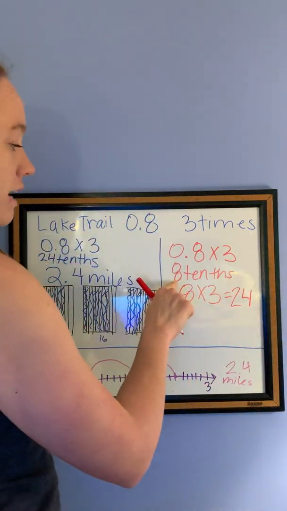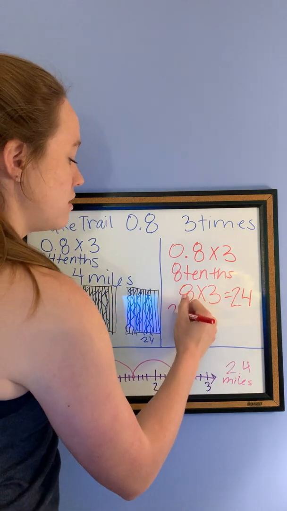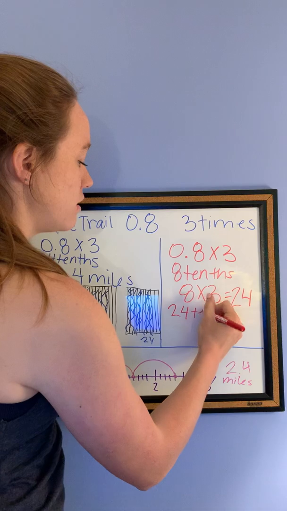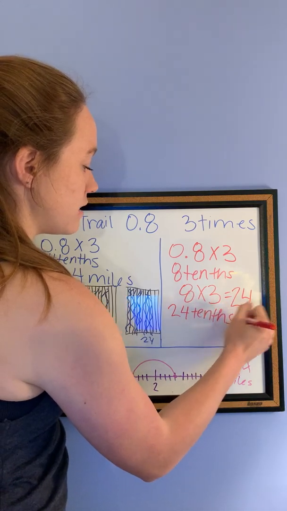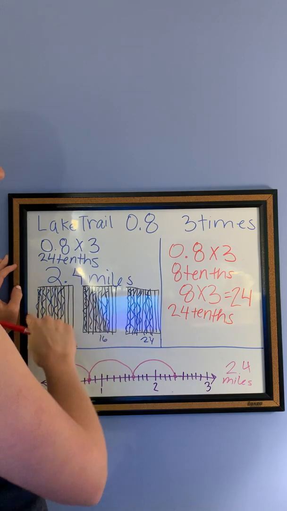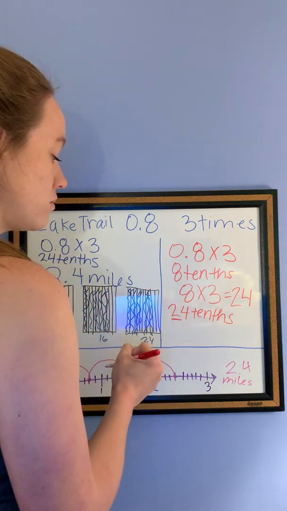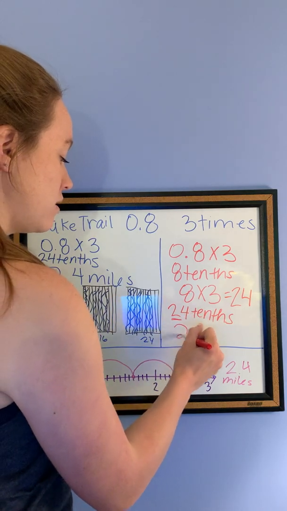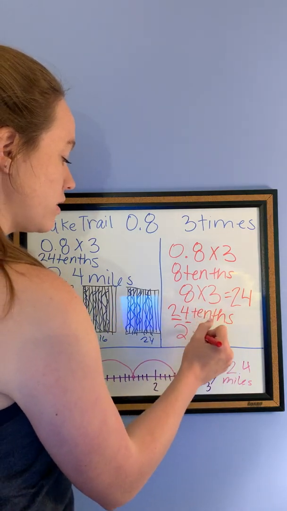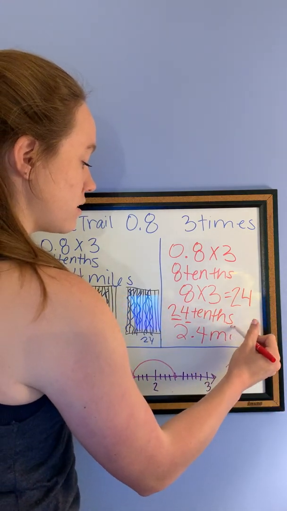Okay, so then I started with 0.8 times 3. So this would be 24 tenths. So again, I end up with 24 tenths. And if I were to put these tenths into groups of 10, that would make one whole, right? One whole block. So I have 2 whole blocks of 10, 2 whole miles, and then 4 tenths of a mile left over. Okay, so I ran 2 and 4 tenths of a mile.